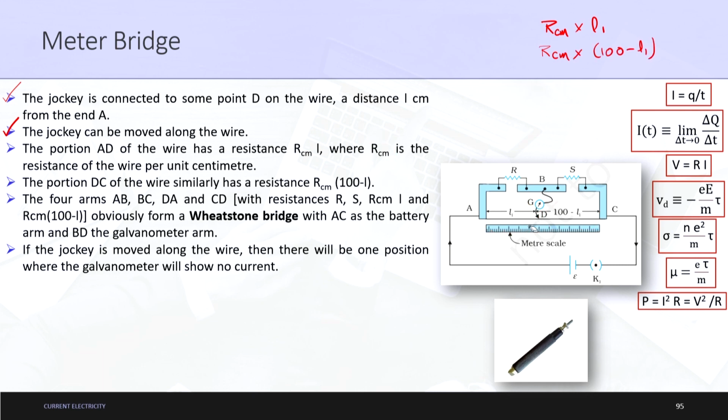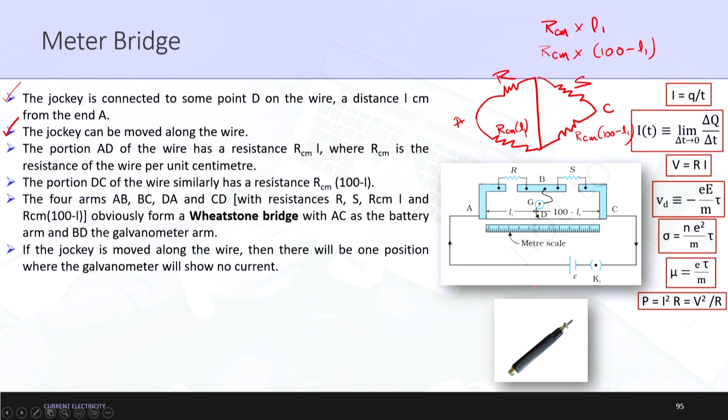If you look very carefully, these can be the 4 resistors being talked about here. Let us say this A and C be the battery arm, let us say this is the resistor R, this is the point A, this is the point C, this is the resistor R cm into L1 and this is the resistor R cm into 100 minus L1. This is the unknown resistor R, this is the known resistor S.